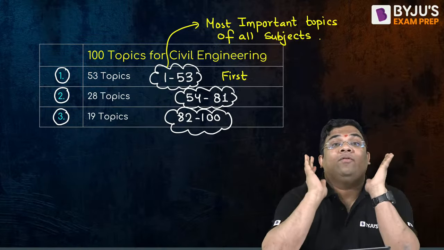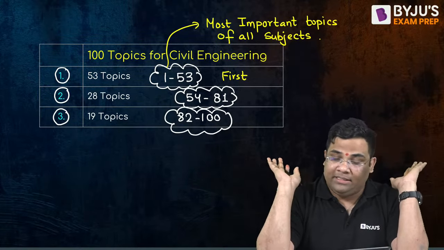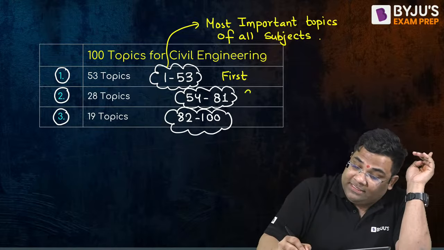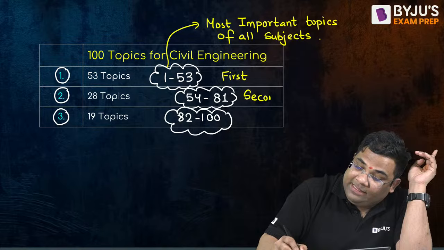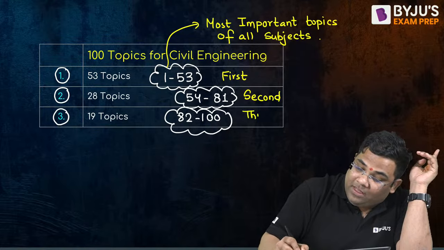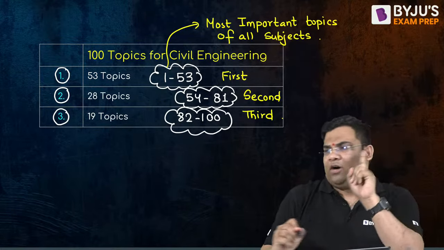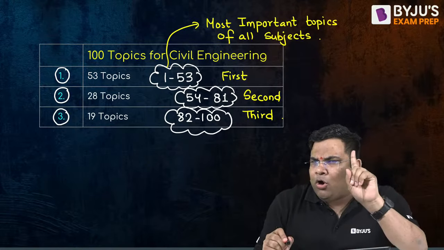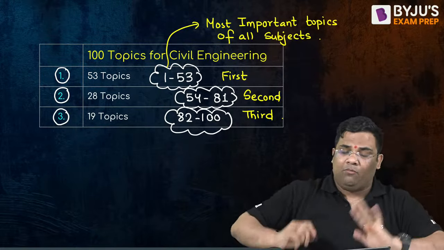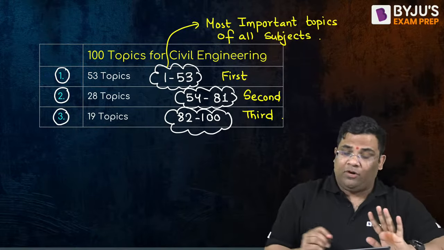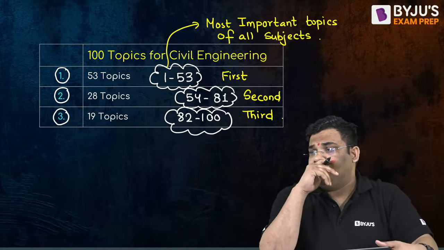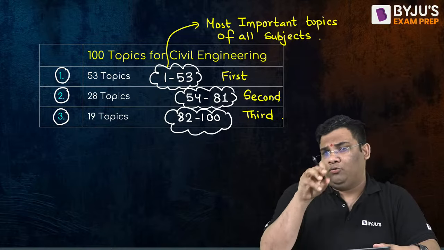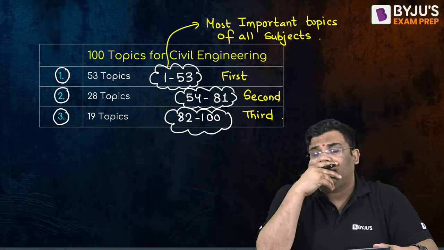You are ready with full power, right? And then you can go for the second category. Yes, second category, and then third category. Now, what should be the target? First, second, third, or all? Only first or all the categories? Tell me, what should be your target? Only first or one, two, three, all the categories? Tell me. I want to hear.